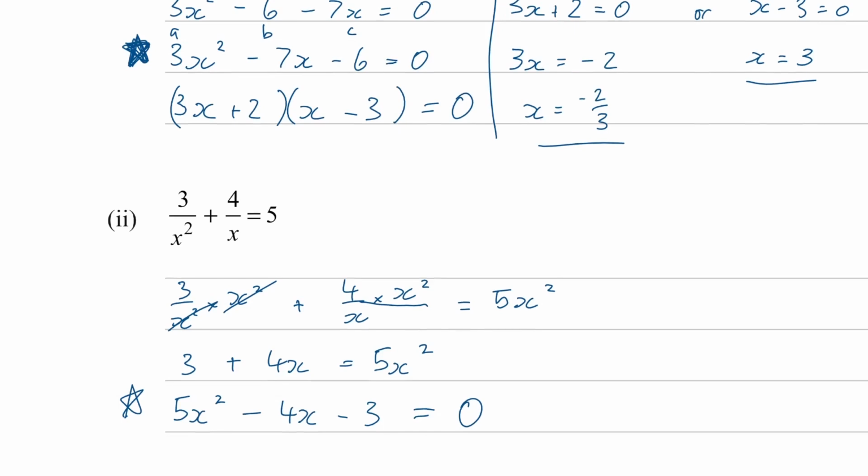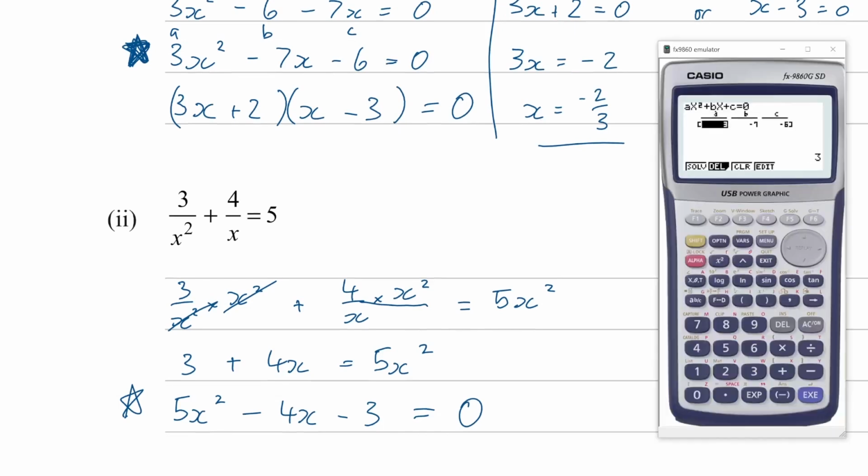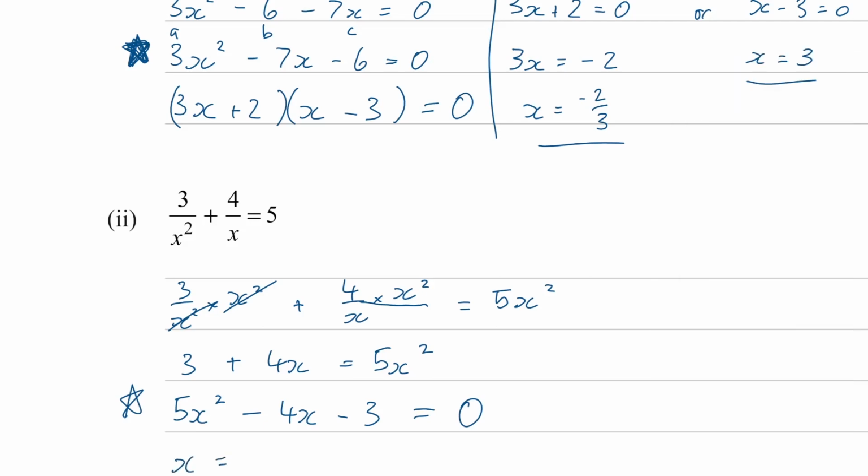This time, I'll just use my calculator, save us some time. So a is 5, b is negative 4, and c is negative 3. Hit solve, and we get x equals 1.27, or x equals negative 0.47.